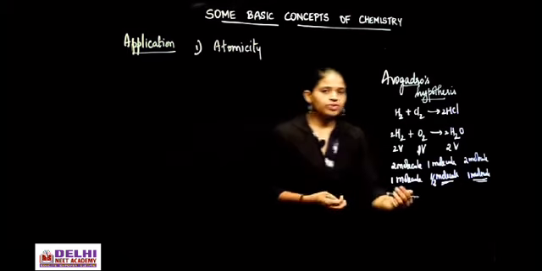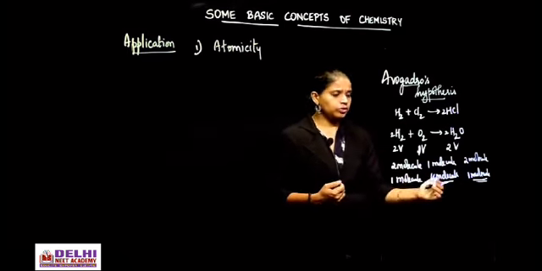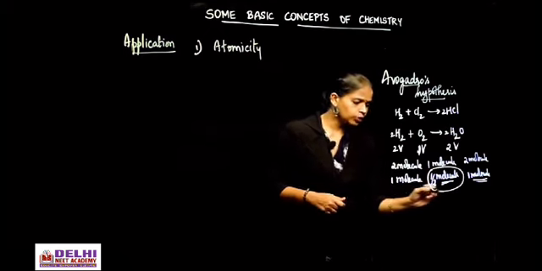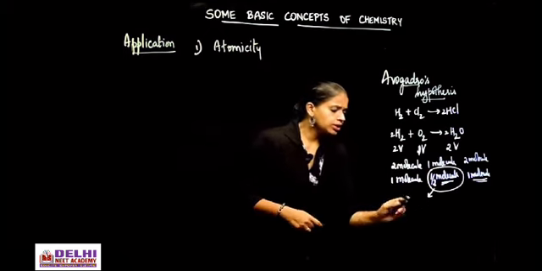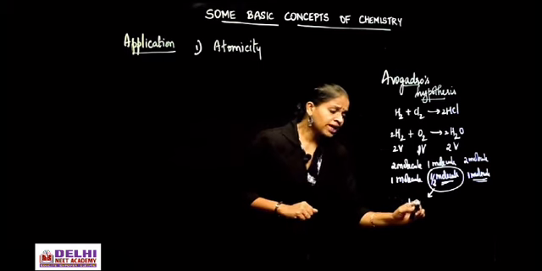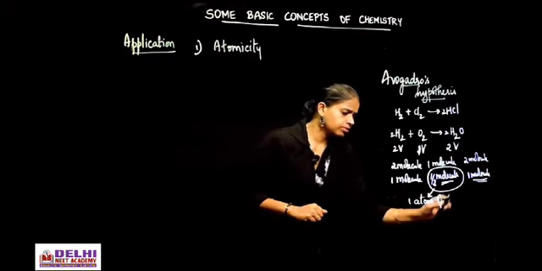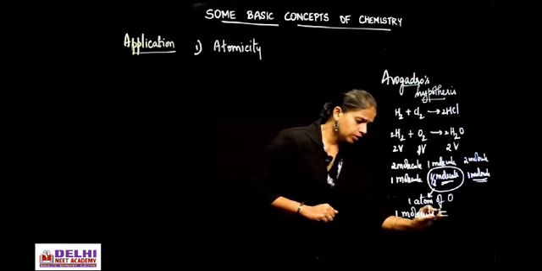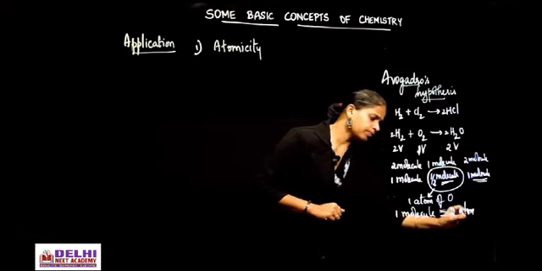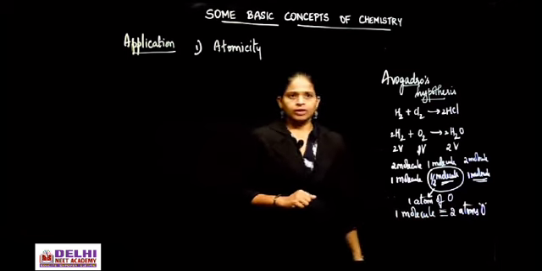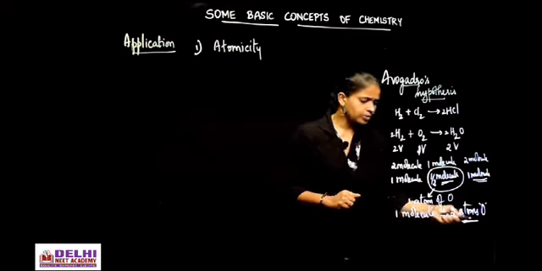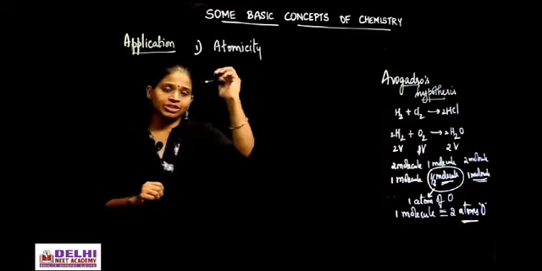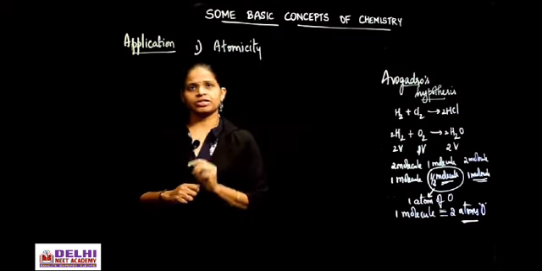How? As we have discussed here, one molecule of hydrogen will undergo reaction with half molecule of oxygen. When I say half molecule of oxygen, it means 1 atom of oxygen. When I say 1 molecule of oxygen, it means it has 2 atoms of oxygen. So I can say that the atomicity of oxygen is 2. Hence it is used as an application in calculating the atomicity of elementary gases.